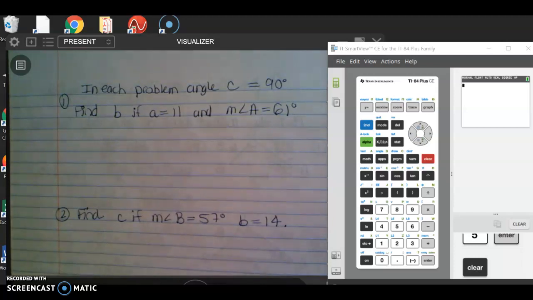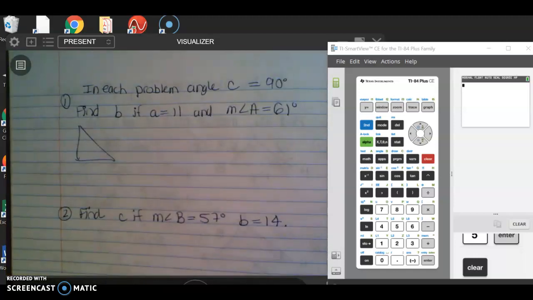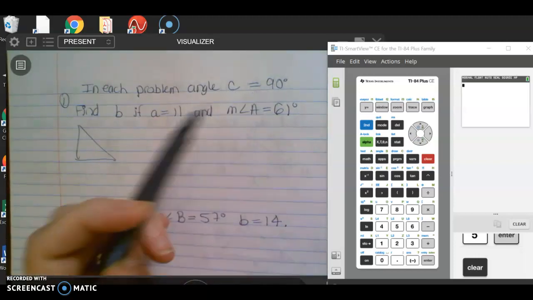All right, so this is the same content as finding a missing side, but in this case, we haven't given you a triangle. So I, again, will draw a triangle. I don't worry so much about what it looks like. I just want to have ideas. So it tells us in each problem, angle C is 90.